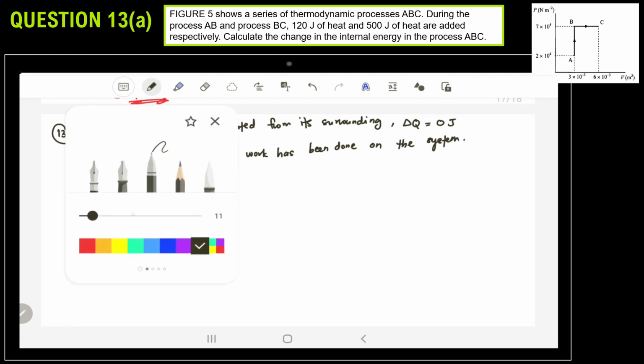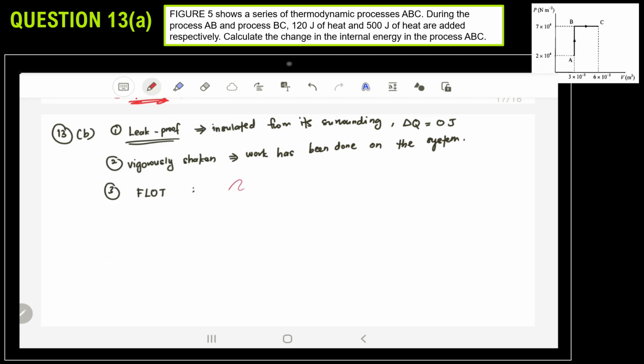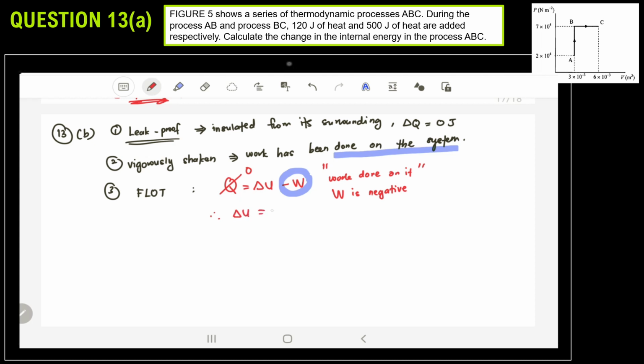From the first law of thermodynamics equation, we have Q is equal to delta U minus W. Why I put minus? Because here we can see that work is done on the system, done on it. So work done on it, we take that W is negative. Therefore, Q here is 0, so delta U is equal to W.